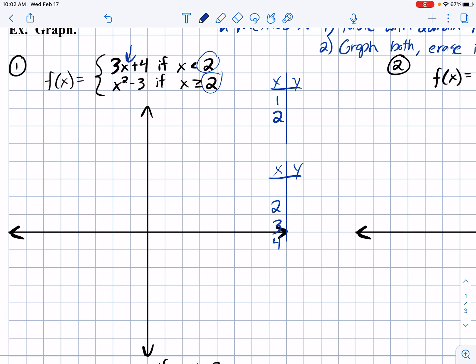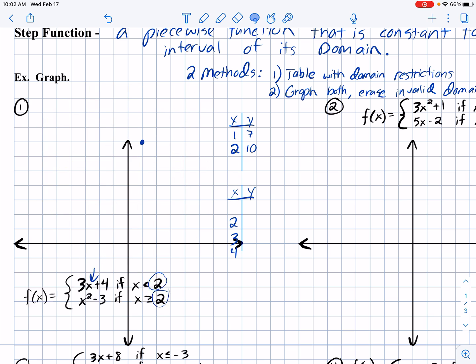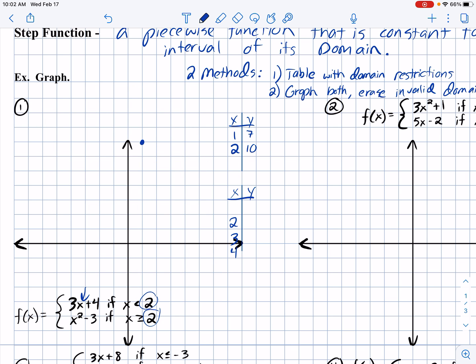So 3 times 1 plus 4 is 7. 3 times 2 plus 4 is 10. So we're going to graph 1, 7. 2, 10. Way up there off our graph, so I'm just going to hold on that for now. Well, we actually want that on there, so let's just do this really quick. We'll move this out of the way. We'll move this down here. We'll graph 2, 10. 1, 2, 7, 8, 9, 10. There we go. Okay. And because that's less than 2, we need an open circle.